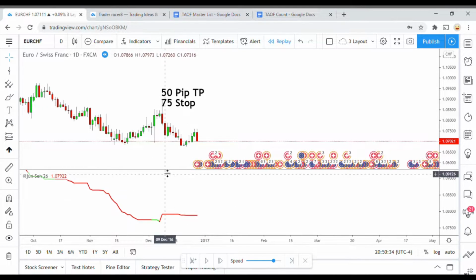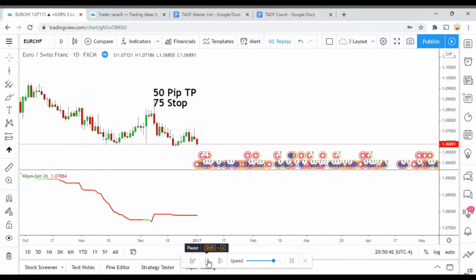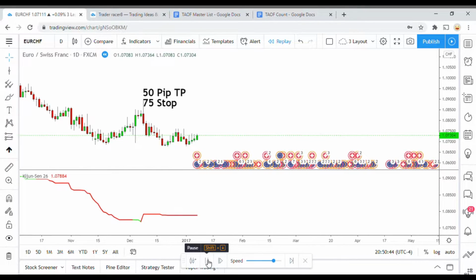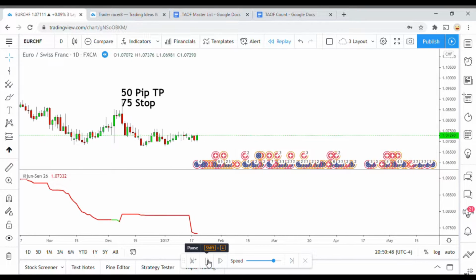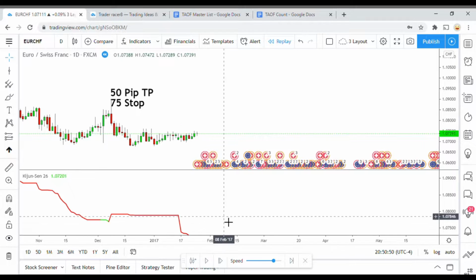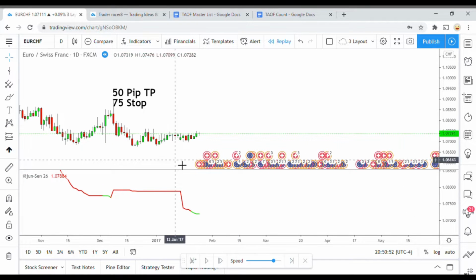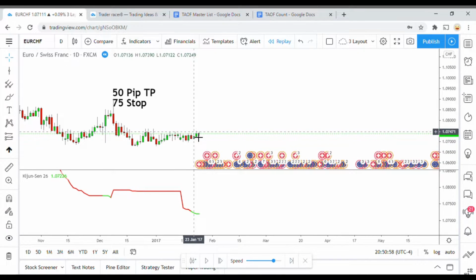All right, so like I said, when it goes red, that is a signal to go short. When it goes green, that's a signal to go long. That's pretty much how we're going to be testing it today. So let's get on with the testing process, see what we can get out of the Kijun-sen indicator here.